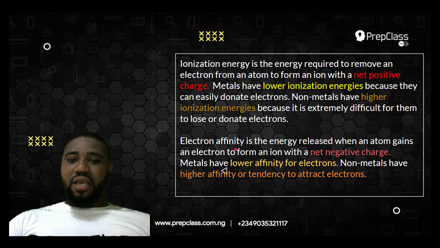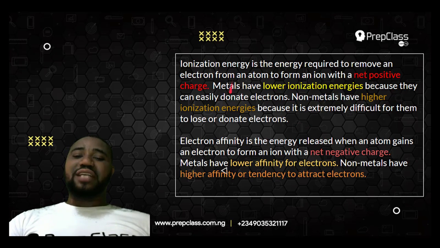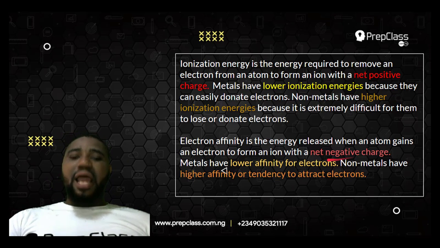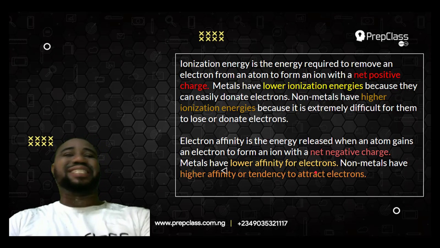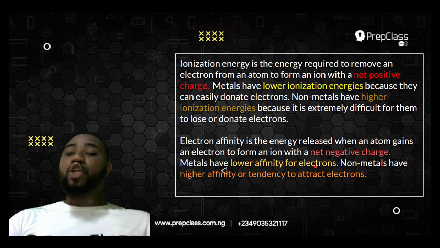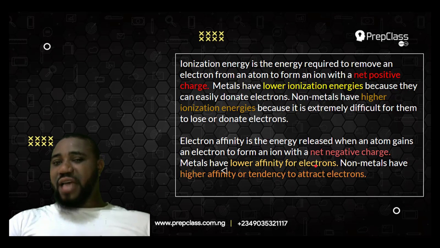Electron affinity. Electron affinity is the energy released when an atom gains an electron to form an ion with a net negative charge. So you can see that electron affinity is the opposite of ionization energy: the energy released when an atom accepts an electron to become negatively charged. Now, metals have lower affinity for electrons because metals do not accept electrons, rather they donate. So because of that, metals will have a lower electron affinity.